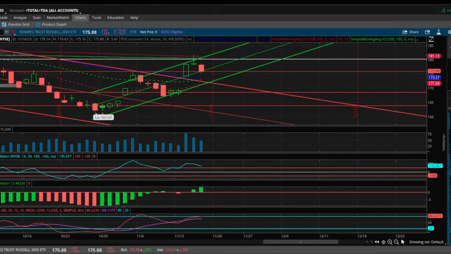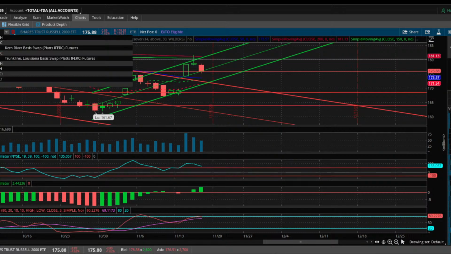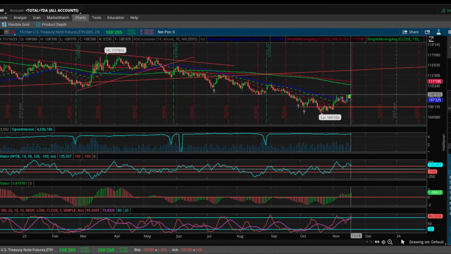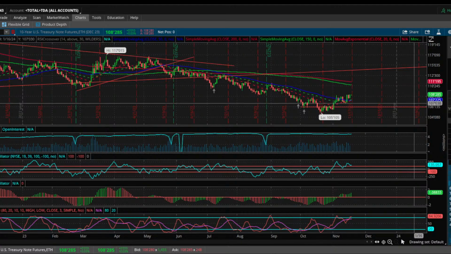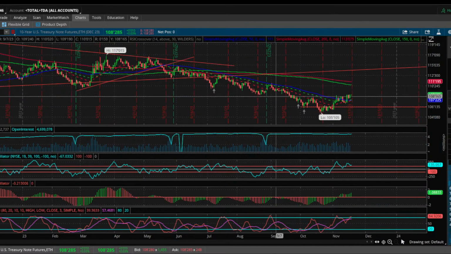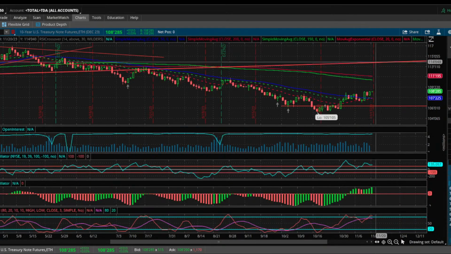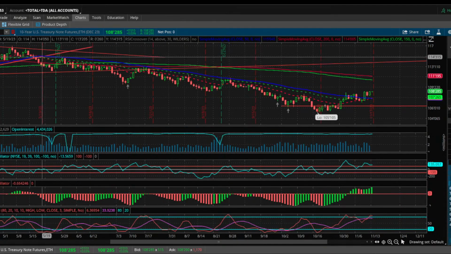Okay, I think we covered pretty much everything. I want to cover one more thing, which is the ZN. This is going to be the 10-year treasury. Okay, 10-year treasury yield, 10-year treasury notes. So I want to point this out. On the yearly, I want to focus here. You guys see we had a 20/40 cross right here.